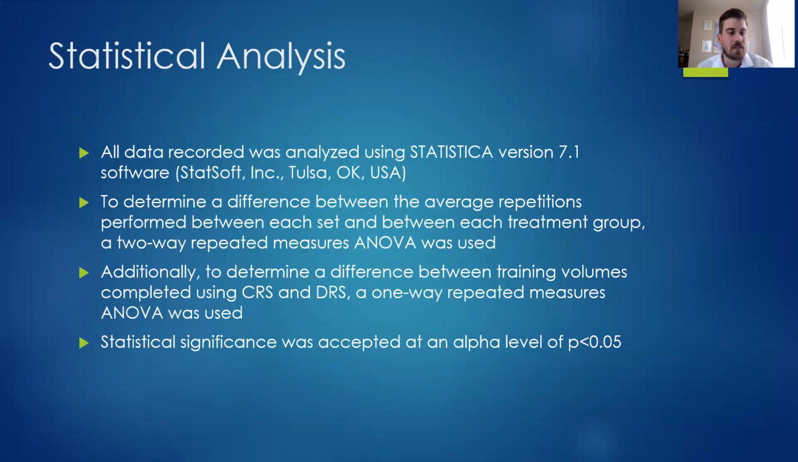And the statistical analysis we used, Statistica version 7.1, and we determined the difference between the average repetitions performed between each set and between each treatment group. A 2-way repeated measures ANOVA was used. Additionally, we determined the difference between training volumes completed using constant resistance sets and descending resistance sets. A 1-way repeated measures ANOVA was used, and statistical significance was accepted at an alpha level of p less than 0.05.